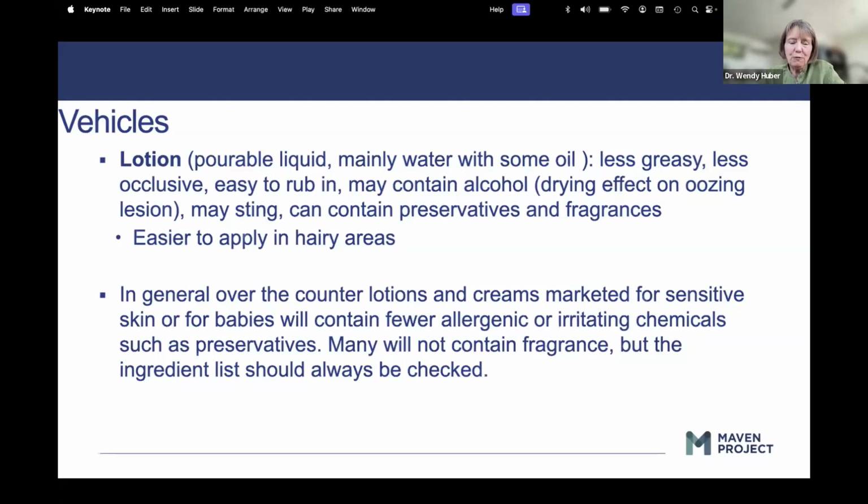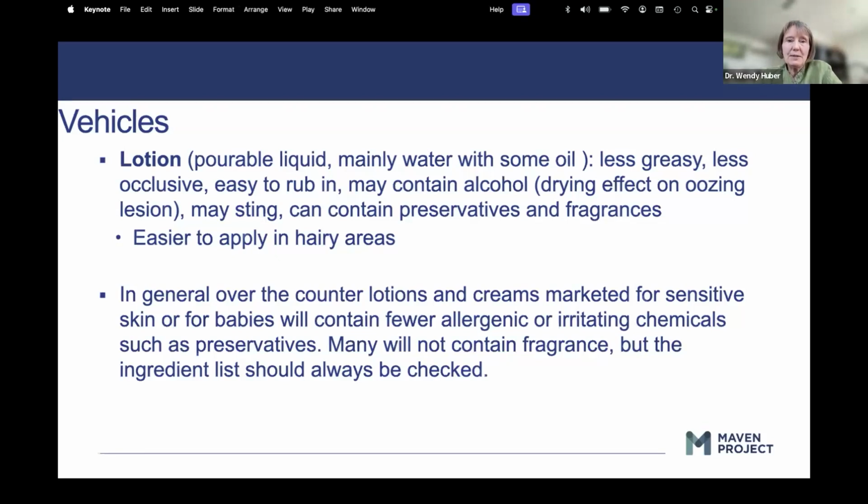So in general, for topical medications and for over-the-counter lotions and creams, products that are marketed for sensitive skin or for babies will contain fewer allergenic or irritating chemicals. And that's because the companies have done their due diligence to decide to remove those products that are the worst actors, so to speak, so that you're going to have fewer consumer complaints.